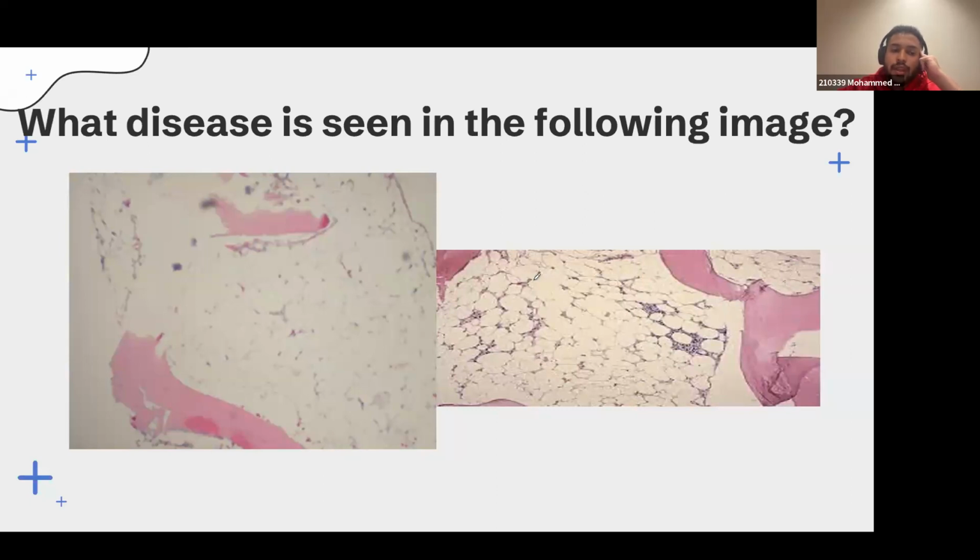Fanconi's anemia. Good. Perfect. So for Fanconi's anemia, you see aplastic anemia, that's number one. And you'll have other manifestations such as skeletal abnormalities, they'll have dysmorphic features. In their fingers, they'll have polydactyly and stuff like that for Fanconi's anemia.